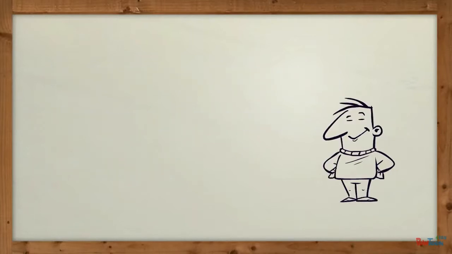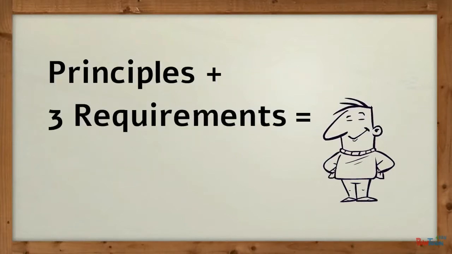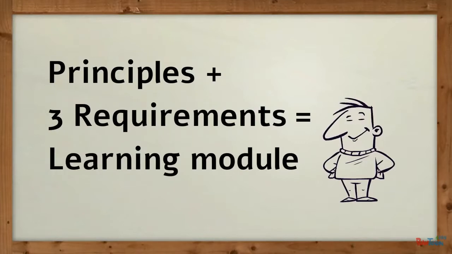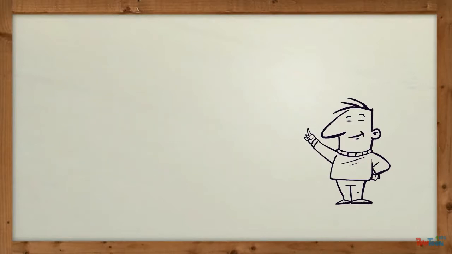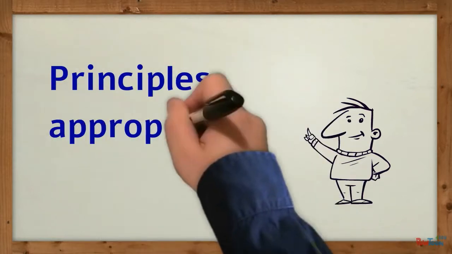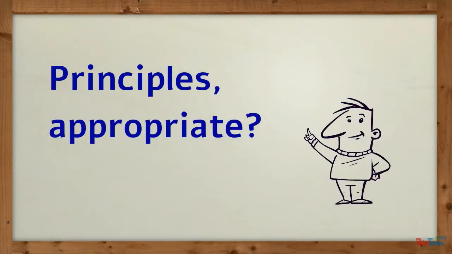You will use this list of principles and their three learning requirements to develop your learning module and the learning experiences in that module, and then repeat this process for each module of your course. One final check that you should do at this point is to review the list of principles and consider if they are appropriate and make sense to you and the learners.